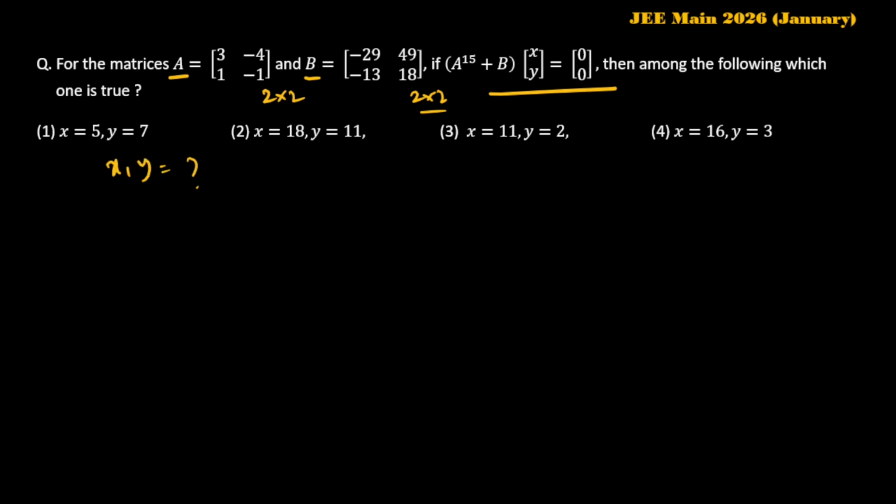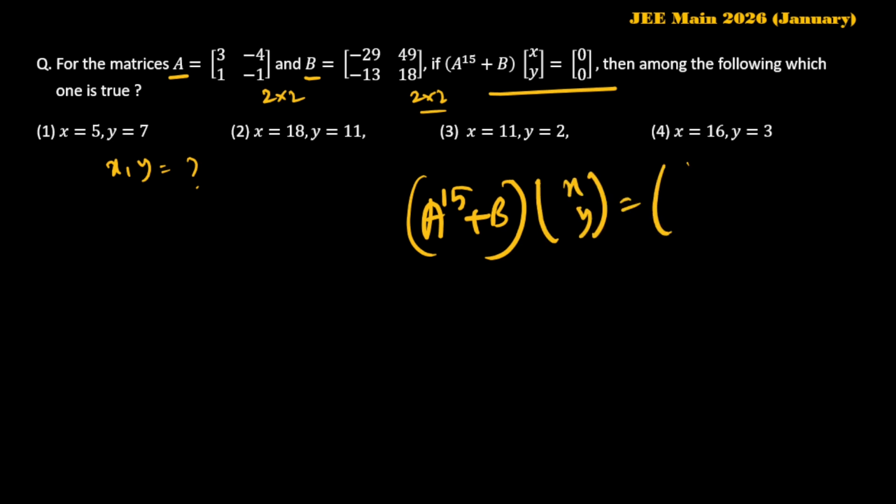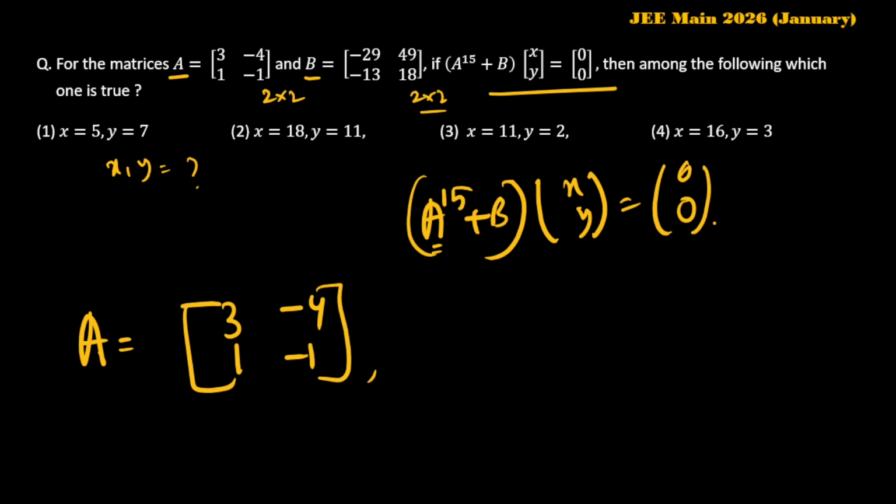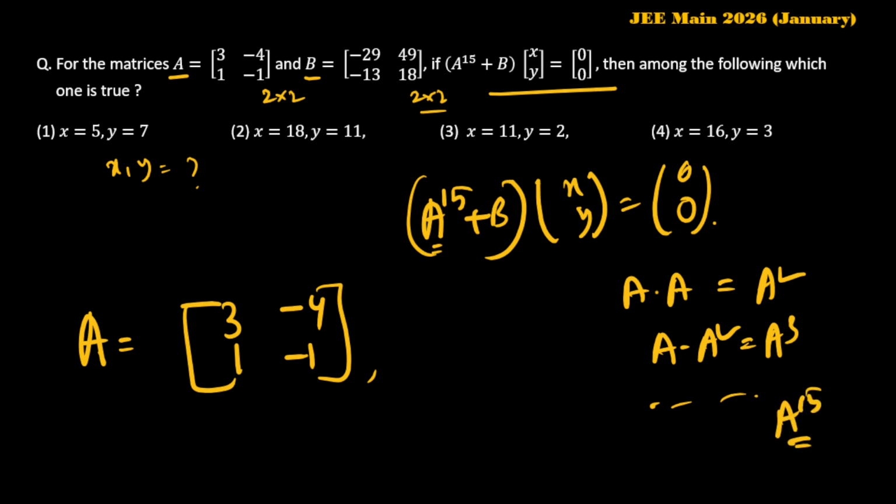So the condition is A power 15 plus B multiplied by the matrix [x y] is the 0 0 matrix. We need A power 15. B is given, and A is [3 -4; 1 -1]. If we multiply A by A, that is A square, and then multiply A by A square, that is A cube, in this way we can find A power 15. That is a very lengthy process of calculation.